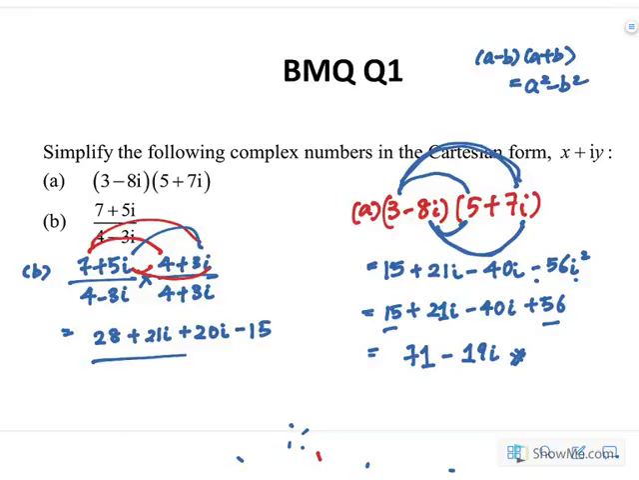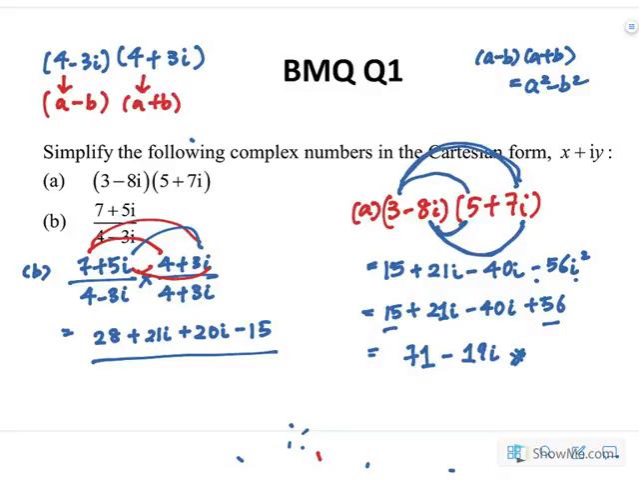And you do the same for the denominator. The denominator is actually just a minus b, a plus b. So you think about it, 4 minus 3i, right? Multiplied by 4 plus 3i. Okay, it really looks like the algebraic identity. This is a minus b, right? And this is a plus b. So this will just give you a squared minus b squared.